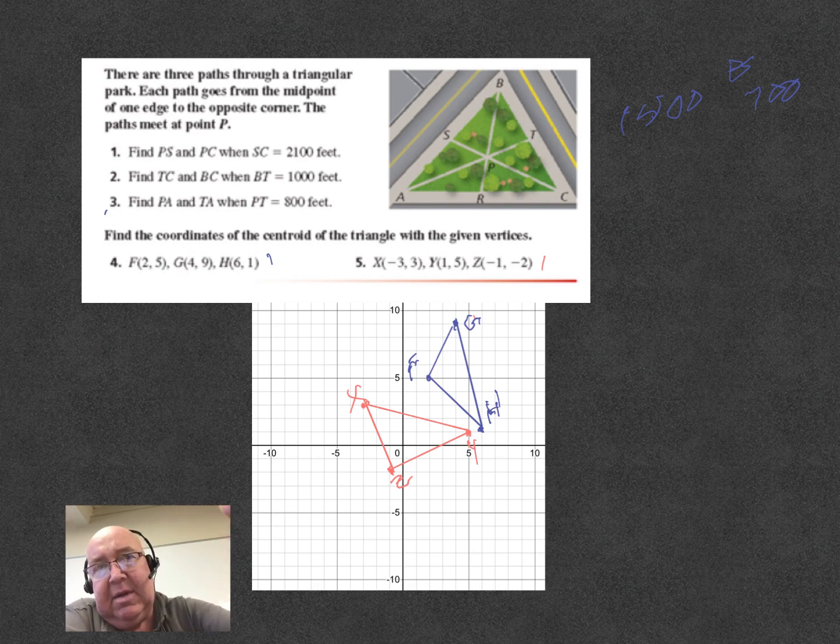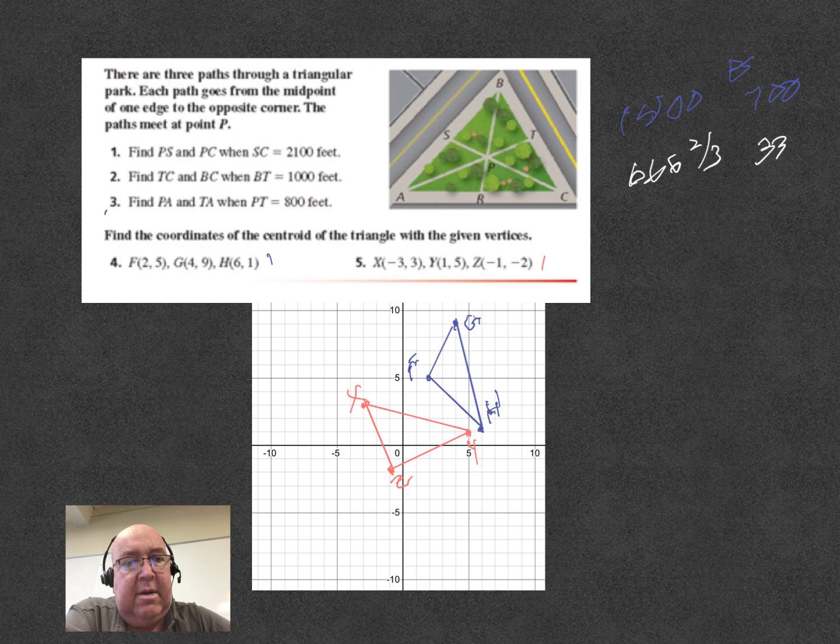Change colors here real quick. And we do the same thing with 1,000 feet. 2/3 of 1,000 is going to be, we're going to keep going, 1,000 times 2/3, which is going to be 666 and 2/3, and then the short side will be 333 and 1/3.